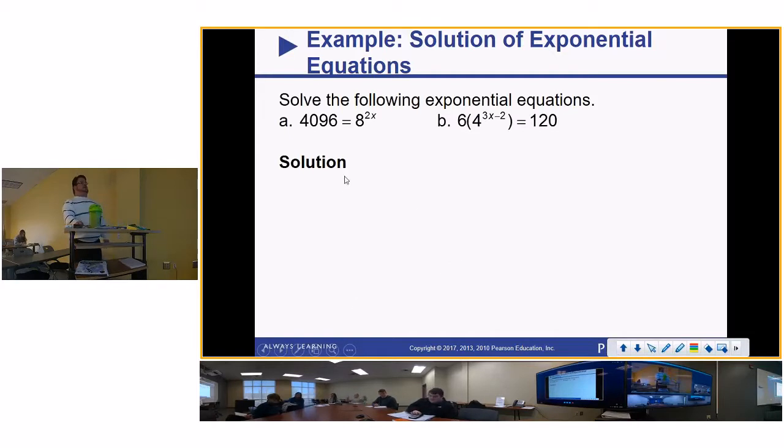Here are 2 examples of test questions. 4,096 is equal to 8 to the 2x power. That's the definition of a logarithm. So turn that one into a logarithm.